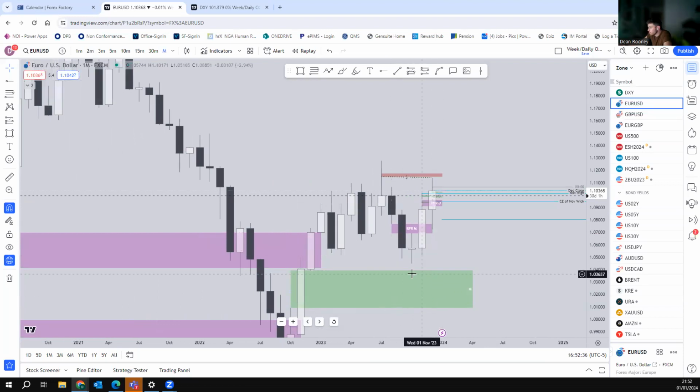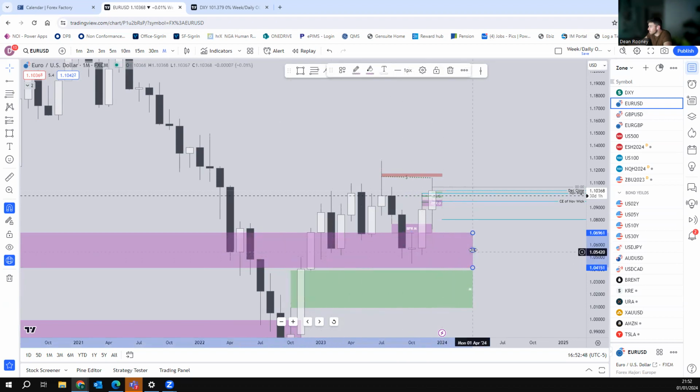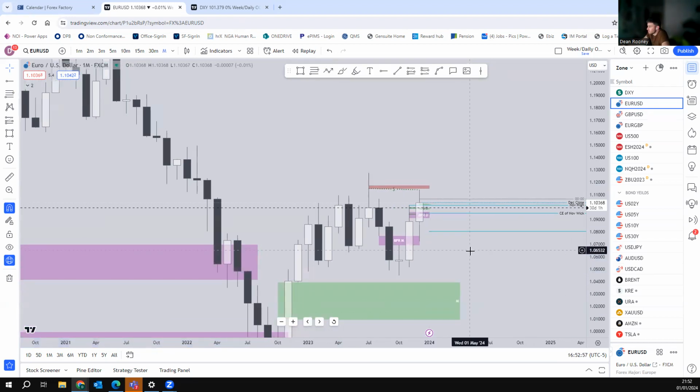I doubt we're going to come in this low. We have got this monthly imbalance in here, but again, on the higher time frame, we've actually got this balanced price range in here. So that should support price before it gets down into here. I think if it comes down to the monthly area, then the theory is completely wrong.